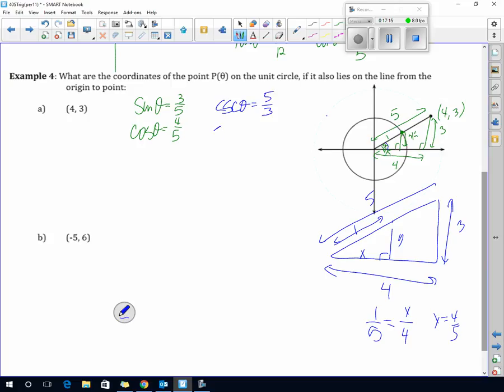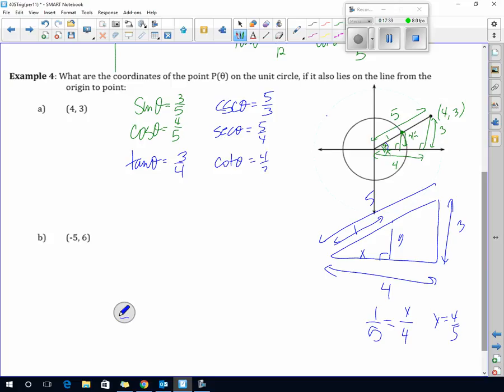Okay, anyways, going back to this, cosecant theta would be then 5/3. Secant theta would be 5/4. Everything's positive in this quadrant, right? Tan theta would be what? 3/4. So cotangent theta would be 4/3.